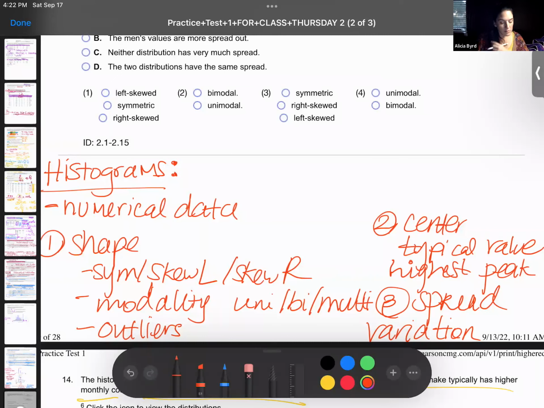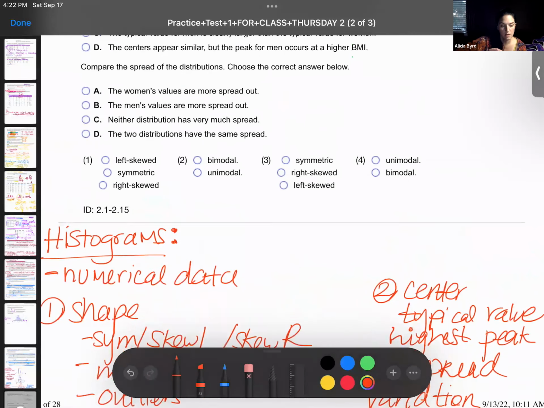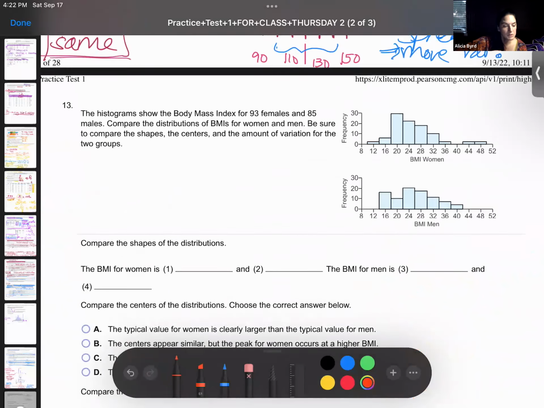The second thing we tend to look at when we're talking about numerical data is the center. So you have your typical value, and there's also like the highest peak when we start talking about our sampling distributions. And then the last thing we want to look at is the spread of the variation in our data as it appears in the histogram. And that's what we're going to see here as well.